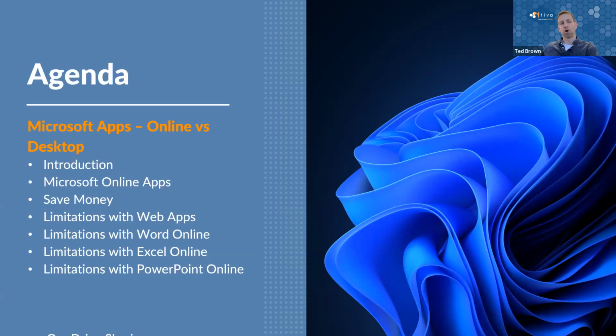I do think taking a strong look at what you can utilize for online applications versus the more expensive licensing, which utilizes the desktop applications, can bring value to your organization. The key part is understanding the limitations you have when utilizing online applications. So I want to highlight the key differences with web apps, as well as going into Word, Excel, and PowerPoint, and what you will not have available if you start utilizing the online version within Microsoft 365.